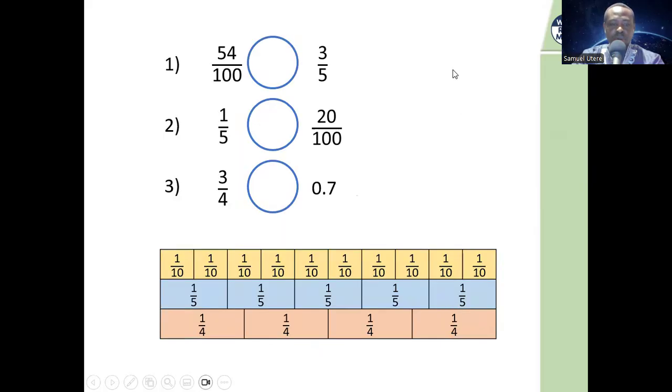All right, pause the video and see what you can do with these quick practice questions. You can use your 100 squares or you can use the fraction wall to help you. Okay, assuming you've paused the video and you've answered these questions, here are the answers.